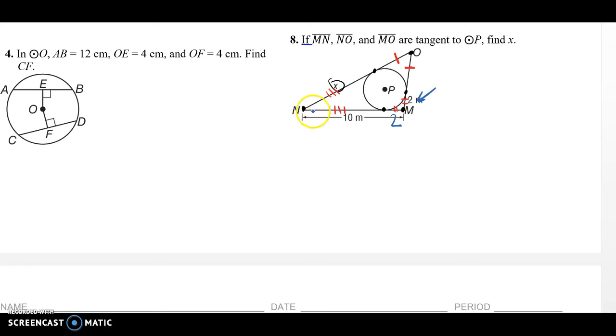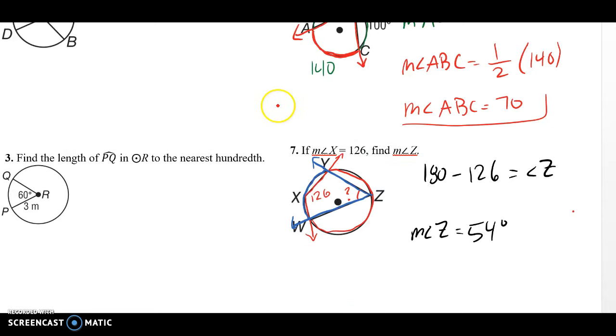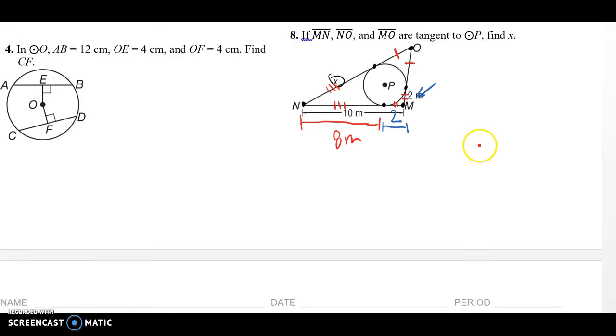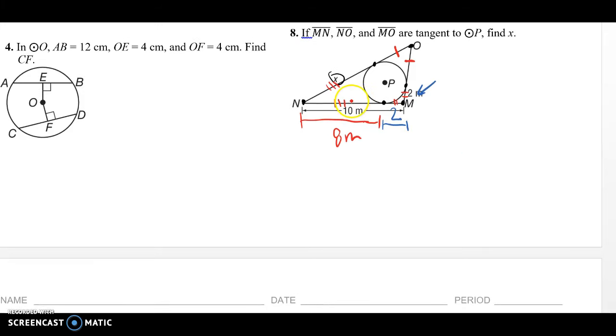Okay, they give us that this whole side in M is 10. So if this part right here is 10 and it's 2, then we know that this part right here has to be 8 meters. And lastly, if this guy ran away. Sorry about that. And we know if this guy right here is 8 meters, well, this guy right here is also 8 meters. So we know X is equal to 8 meters. Okay, not too bad, not too bad.